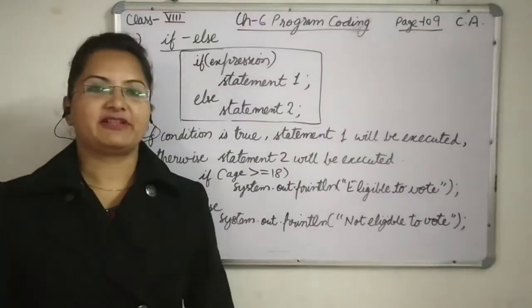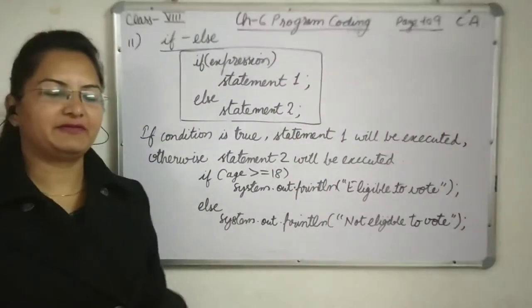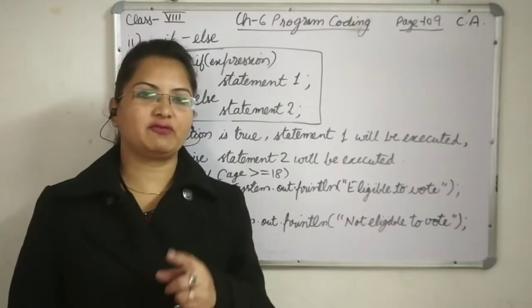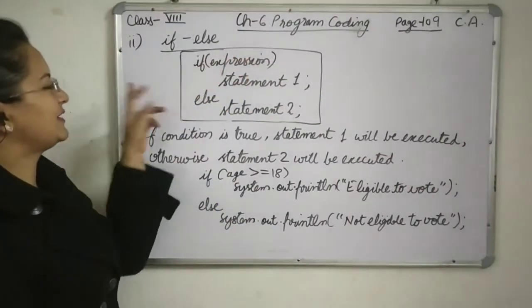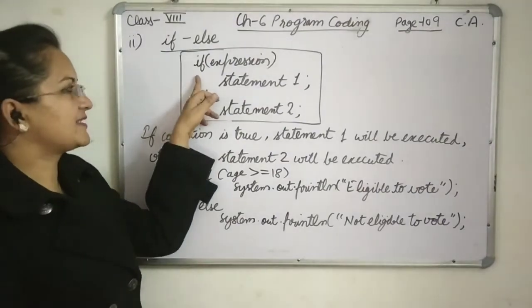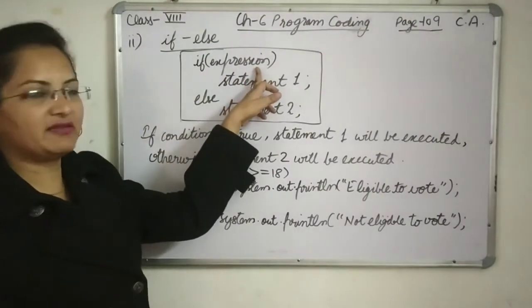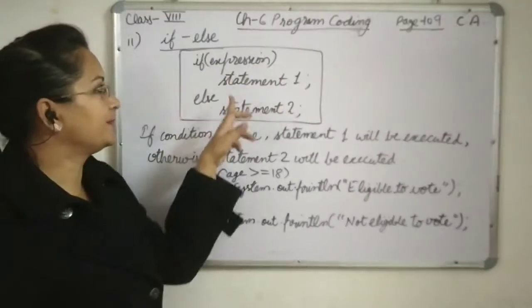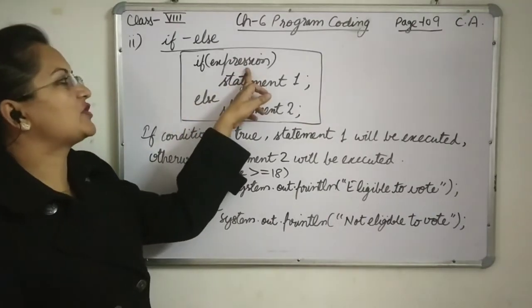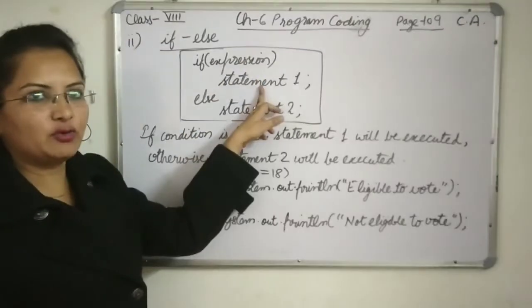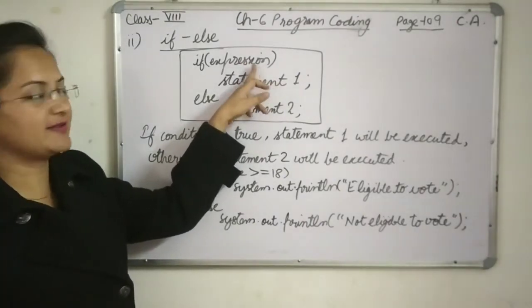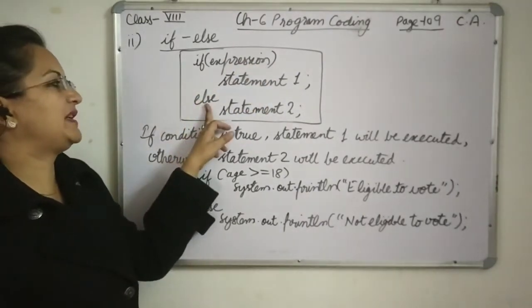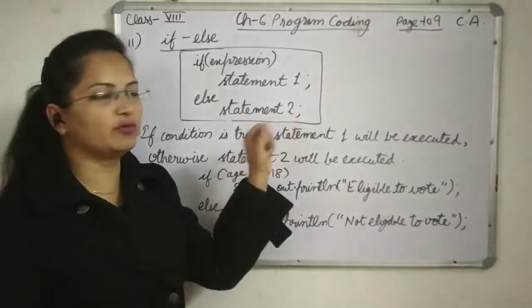Now students, I will tell you about if else. The first conditional statement we studied was if, and now this is the second one, if else. In Java, the syntax is like this. If, and in the brackets there will be an expression, that means a condition. If this expression is true, statement 1 will be executed. If this condition is false, then the else statement will be executed, that means statement 2 will be executed.